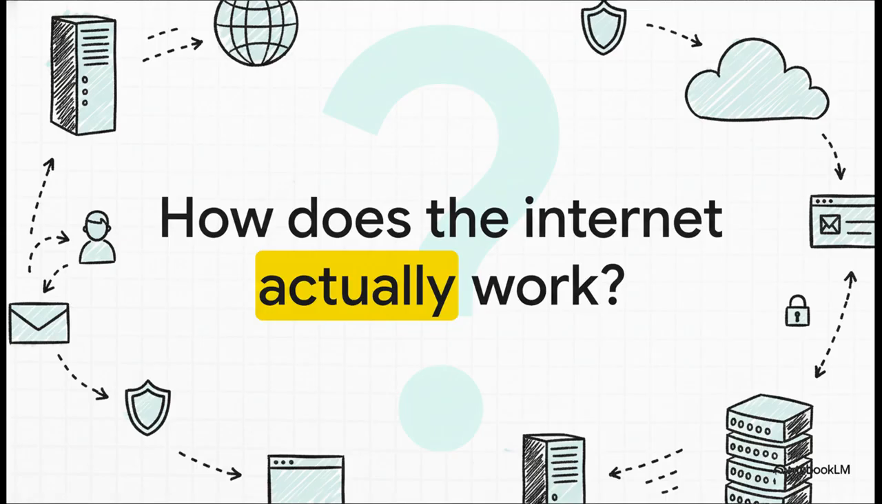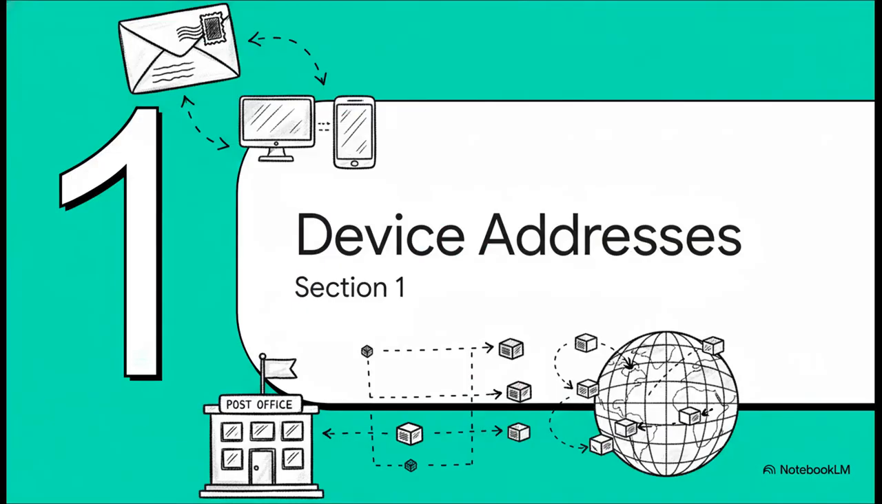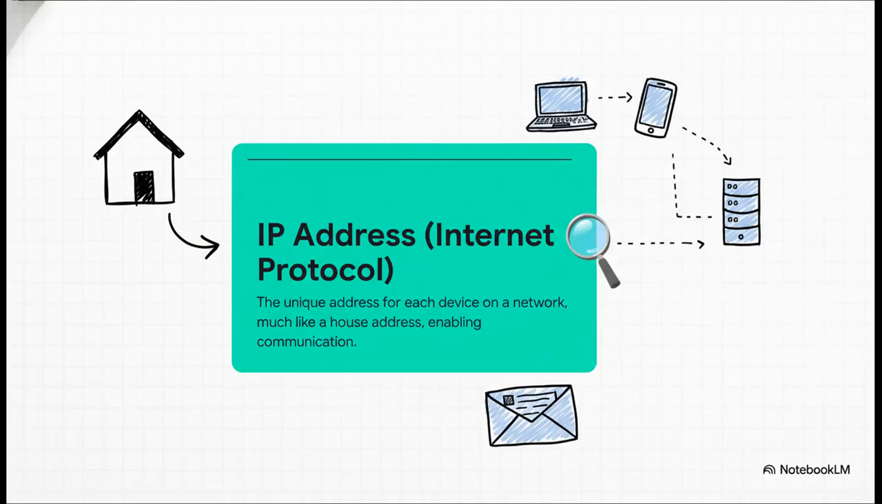Okay, let's dive in. First things first, before any two gadgets can even think about talking to each other, they have to know how to find one another. It's kind of like the postal service, right? If you don't have an address, you're not getting any mail. The internet needs that same reliable system. And that system is built on something called the IP address.